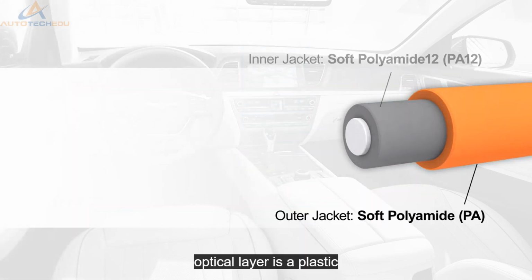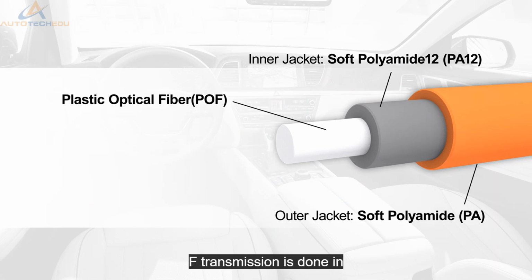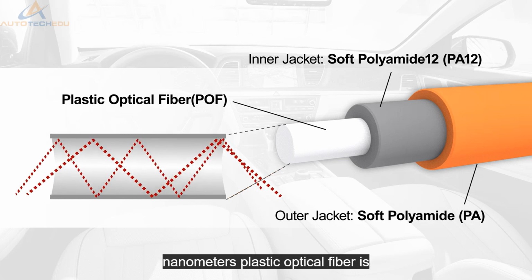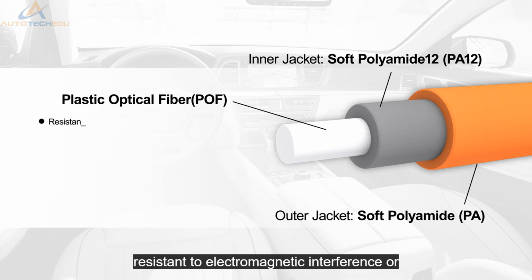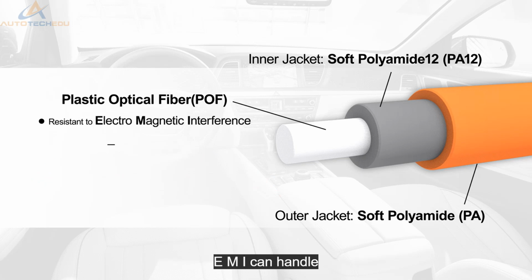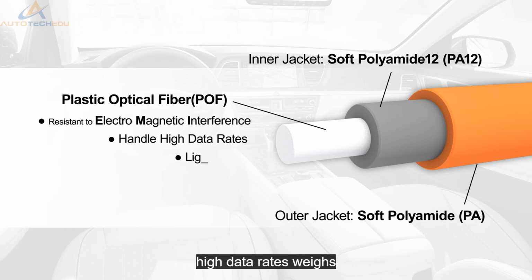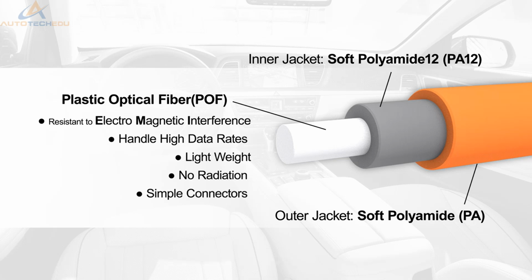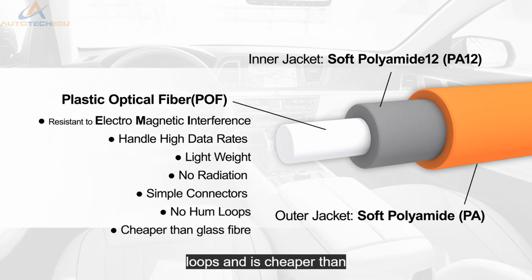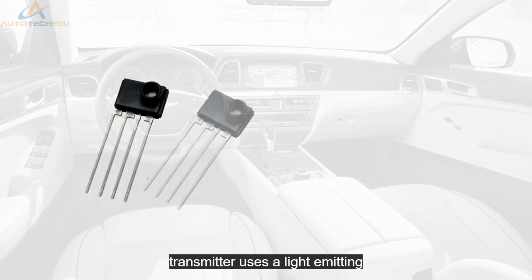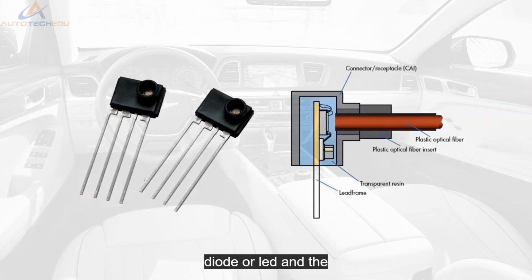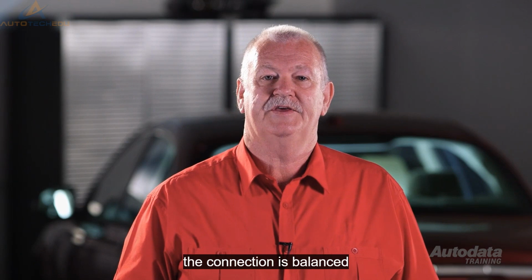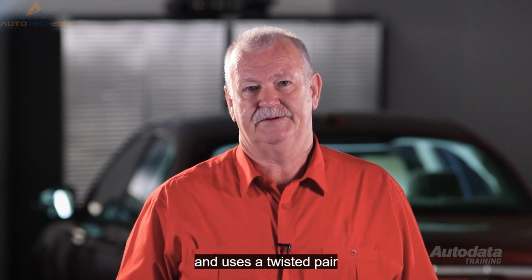The optical layer is a plastic optical fibre, or POF. Transmission is done in the red wavelength at 650 nanometers. Plastic optical fibre is resistant to electromagnetic interference, or EMI, can handle high data rates, weighs very little, has no radiation, uses simple connectors, does not create any hum loops, and is cheaper than glass fibre. The transmitter uses a light-emitting diode, or LED, and the receiver uses a photodiode. In the electrical layer, the connection is balanced and uses a twisted pair.